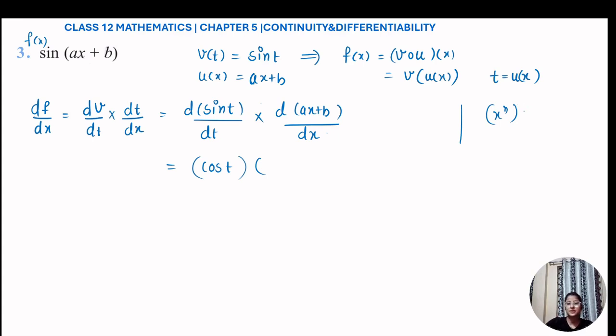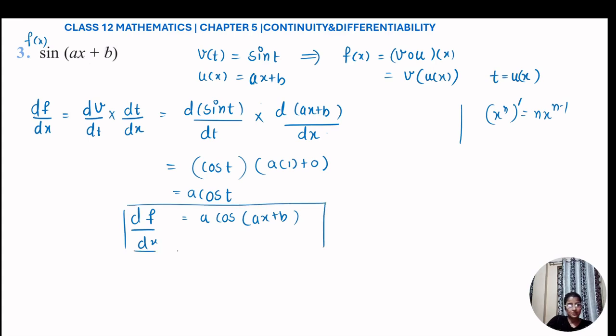So the differentiation of x raised to n, its derivative is also represented by a dash, which means the differentiation of x raised to n with respect to x. This is nothing but n times x raised to n minus 1. So from here, for ax, take your scalar out. Your x has a differentiation of 1 only. Now the differentiation of b, as you can see, b is a constant, so its differentiation will be 0. So this comes out to be cos t multiplied by a. Now just put the value of t, so your cos t is nothing but cos of ax plus b. So this is your df by dx. We have found the differentiation of this also.